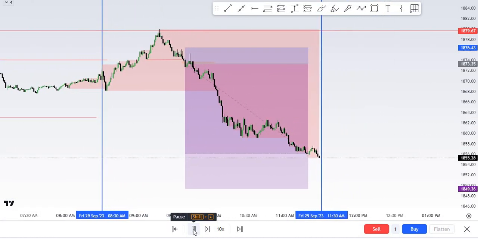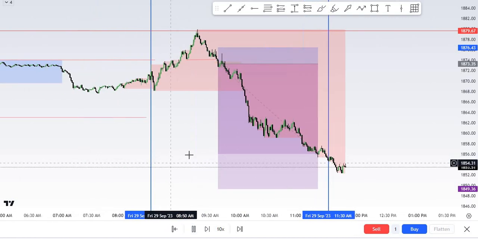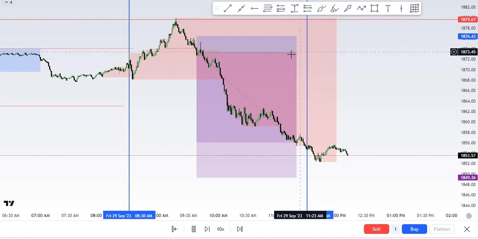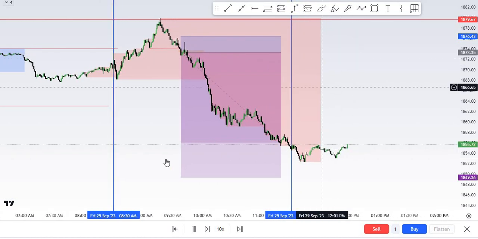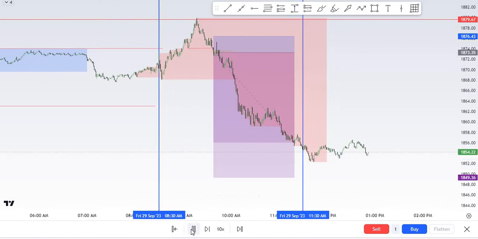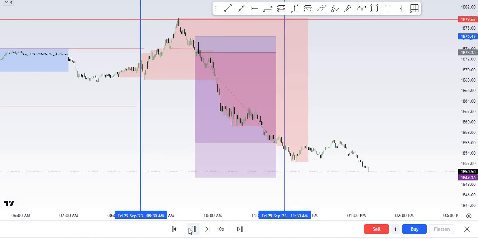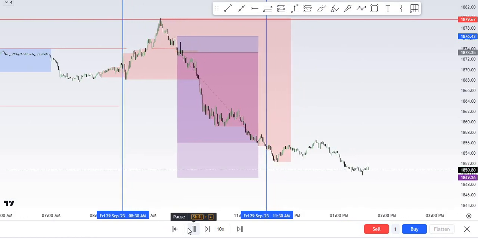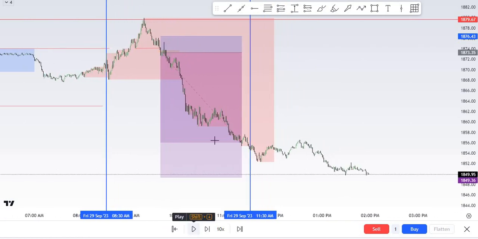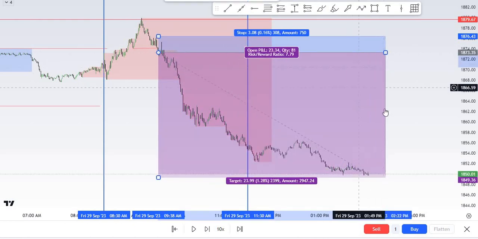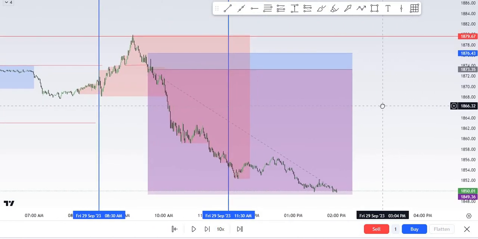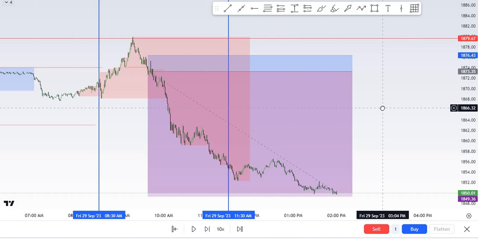After the New York session, in PM time there was also a 50 plus pip move from a fair value gap, and I took that trade as well, and the TP was hit easily. So here is the recap of these two trades, ICT Judas swing.